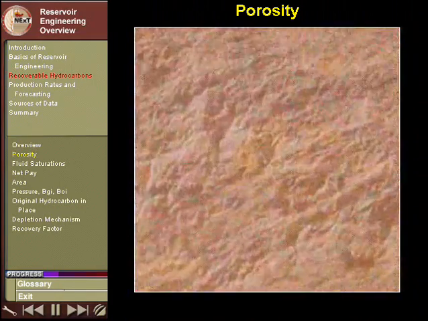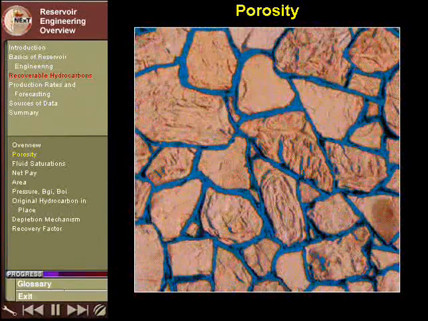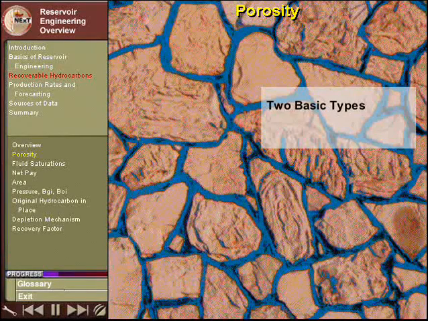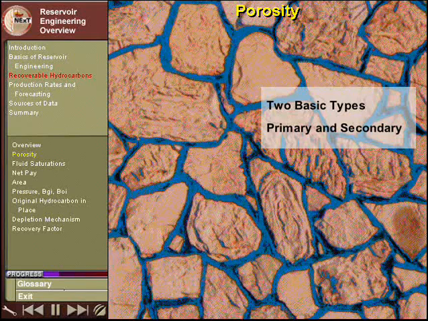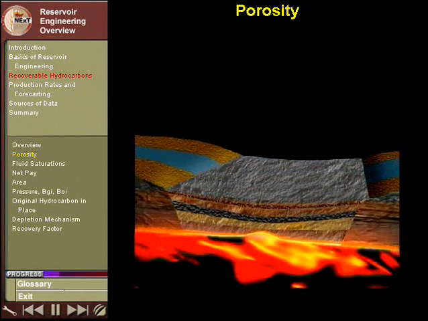Porosity is the fractional void space within the reservoir rock that is available for the storage of fluids. There are two basic porosity types: primary and secondary. Primary porosity refers to the fact that the porosity was formed at the time that the reservoir sediments were deposited. There are several types of primary porosity, including intergranular.